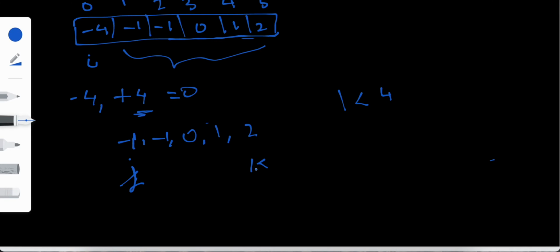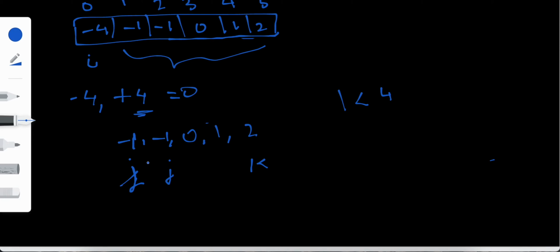All right. So this is j and this is k. And now I is equal to -4. And then I'm trying to find two numbers such that the sum is actually equal to 4. So -1 plus 2 is 1, which is less than 4. So I'll move my j. And then I'm saying that I have my I as -4.